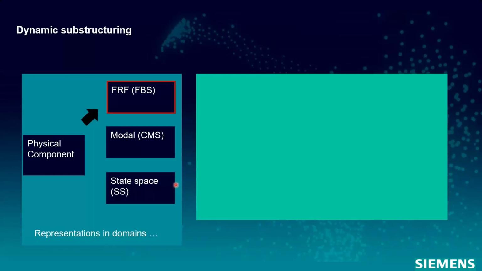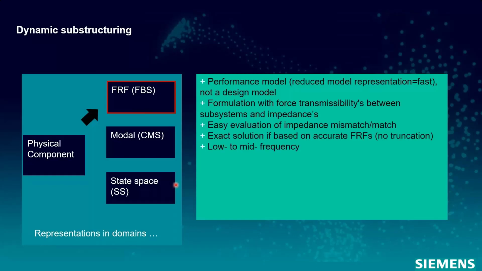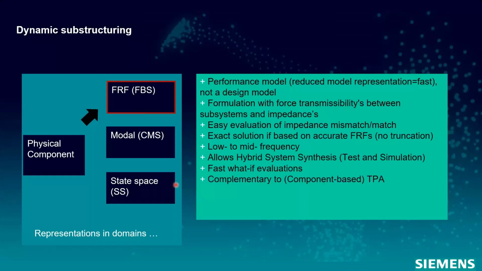I will just highlight quickly the advantages and disadvantages of FBS, and why we use it. So we reduce the model. It's a performance model, not a design model, so we can do fast calculations. It's only based on FRFs. We can use it for low and mid frequency. It allows hybrid systems. So if one component is simulation, the other component is test, we can combine them. We can do fast what-ifs, and it's of course complementary to our TPA calculations. And as mentioned, you have to be careful of noise issues in the data, and it's a non-parametric model. So if you want to change some parameters.